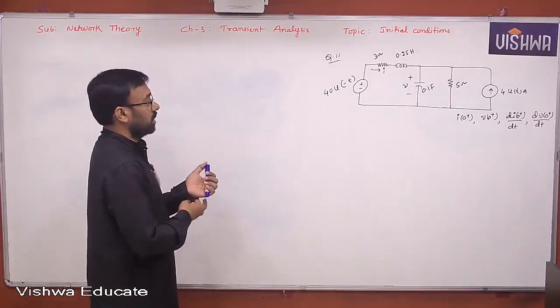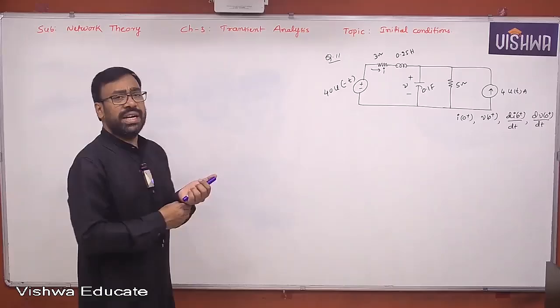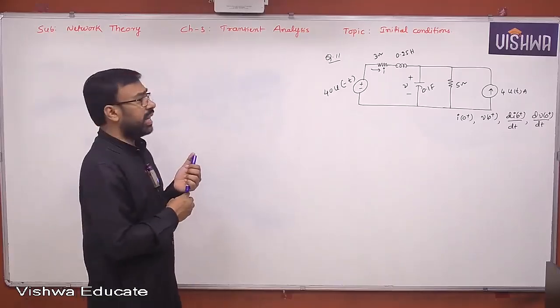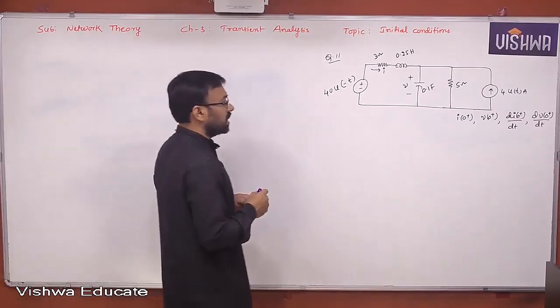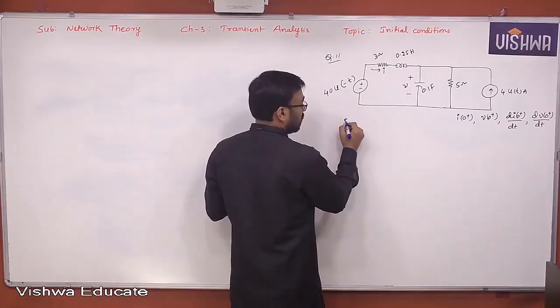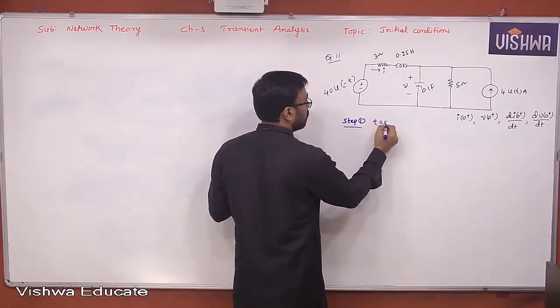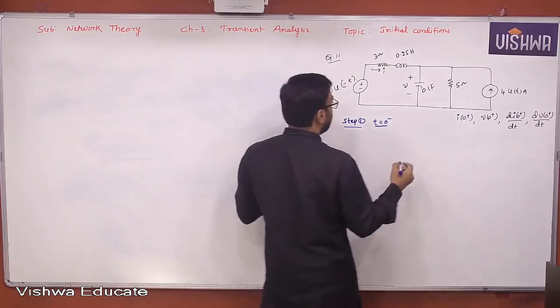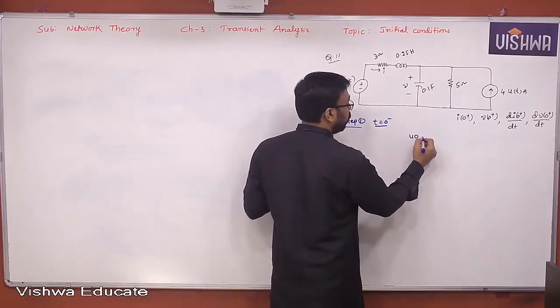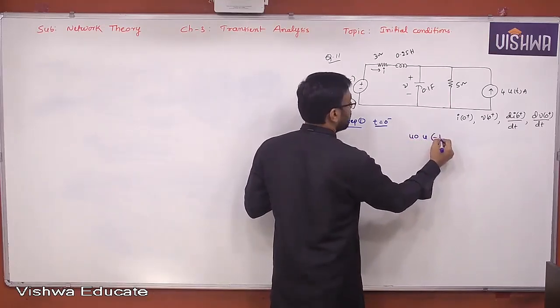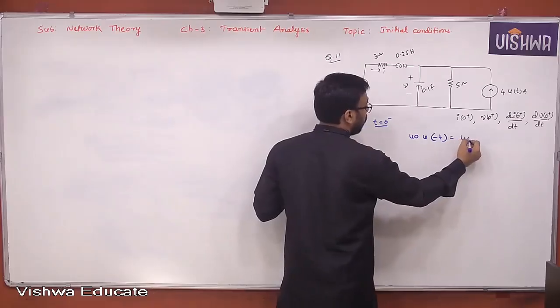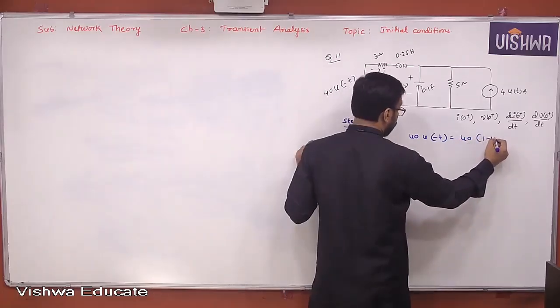Now, how do you do this? With initial conditions, whenever it is asked, go for a step-by-step approach. Step 1 is what? Construct t equal to 0 minus. What is the value of 40 u of minus t? It is nothing but 40 into 1 minus u of t.